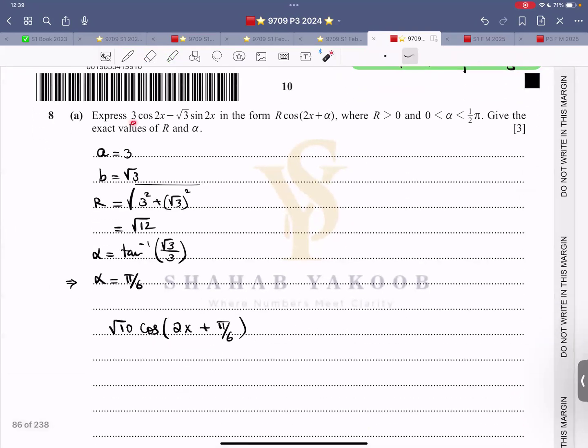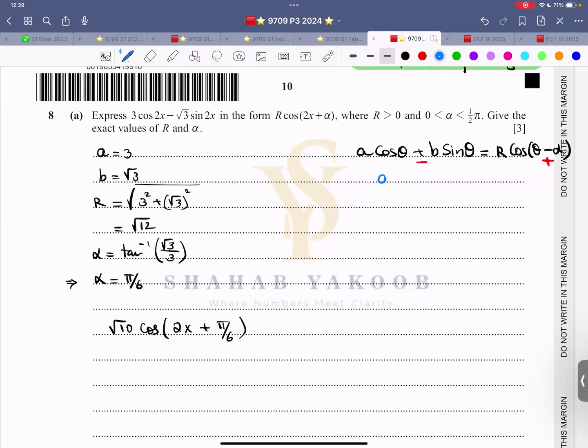Now it says express 3 cosine 2x minus root 3 sine 2x in this form, where r is positive, alpha is acute. Give the exact values of r and alpha. So now we have heard, and we have studied, not just heard, a cosine theta plus b sine theta. This becomes converted to r cosine theta minus alpha. A negative sign will give us a positive value, and just ignore the negative sign. Square root of a square plus b square comes out to be r. And tan inverse of the second coefficient over the first gives you the basic angle alpha for this part.